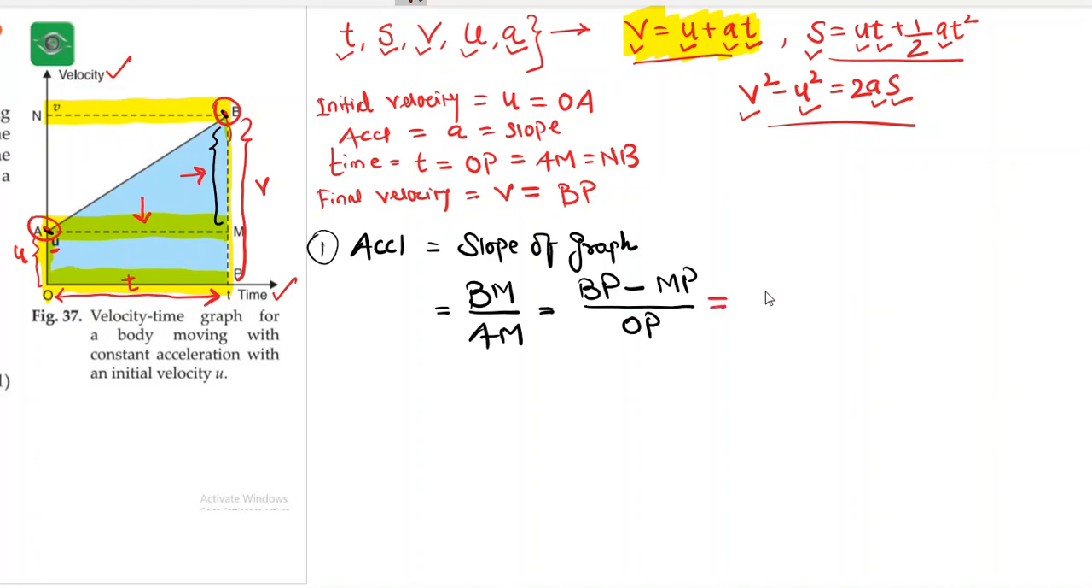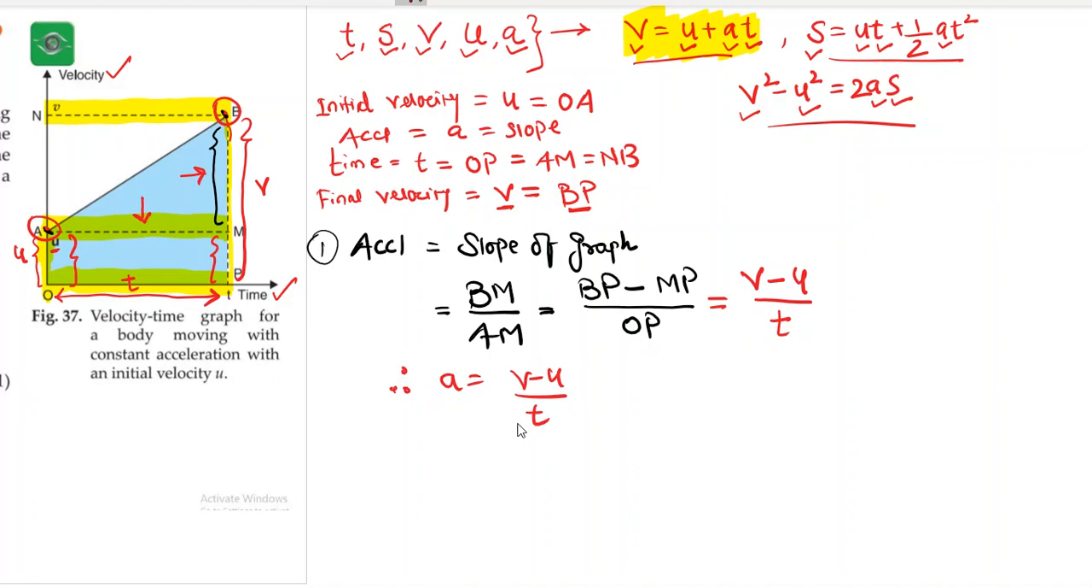What is BP minus MP? See, I know that BP is equal to v. So in place of BP, I will write v. And what is MP? See, MP is equal to AO, which is u, which is initial velocity. And what is OP? OP is t, right? So we found the acceleration to be v minus u upon t.